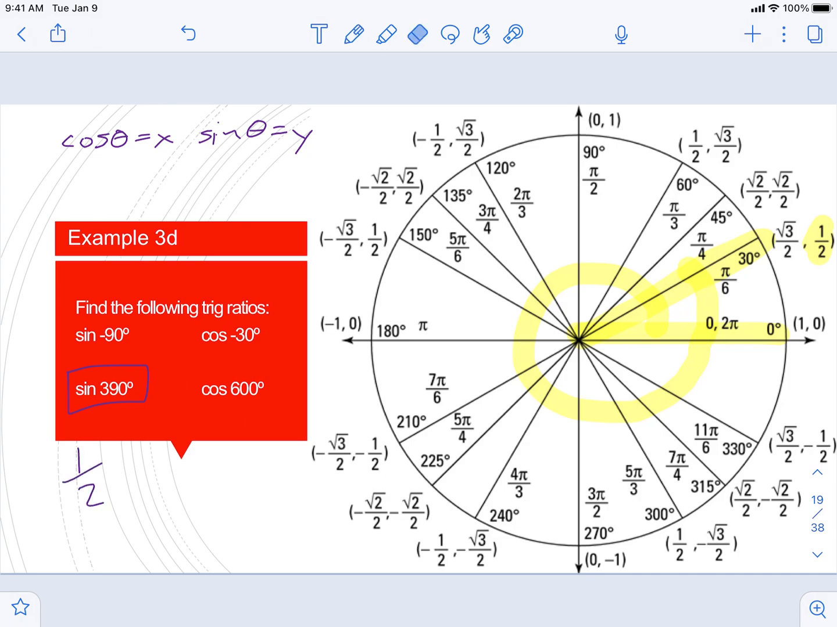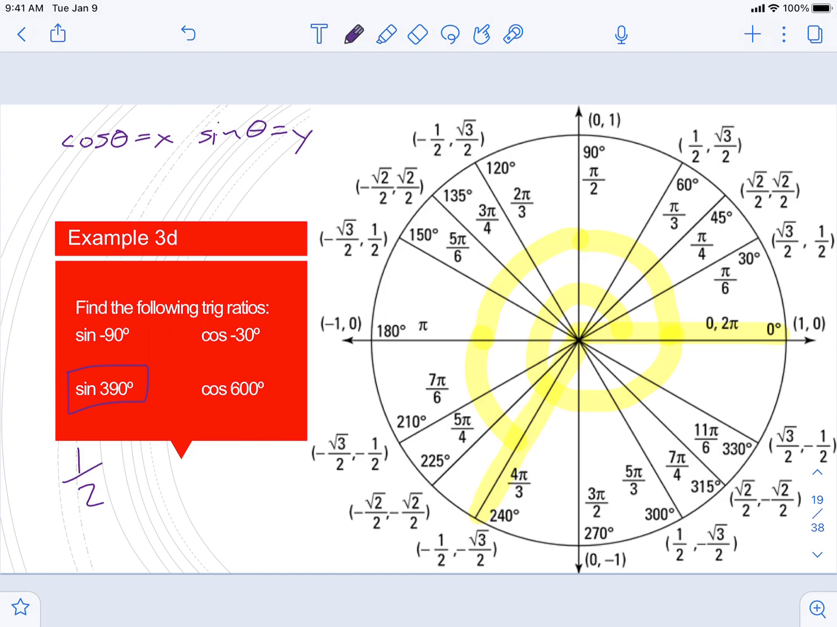All right, then cosine of 600. Again, if we do a full circle, that's 360. And then there's 360. That would be 450 degrees, 540 degrees, and then it's another 60 to get to 600. So that is our coterminal angle with 600, 240.